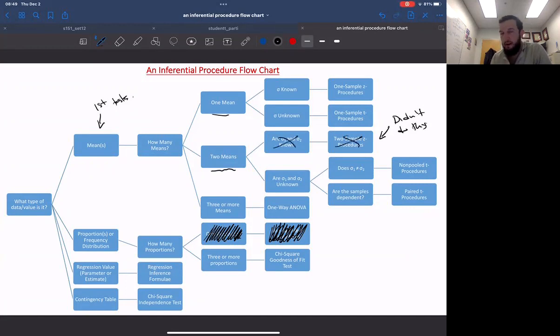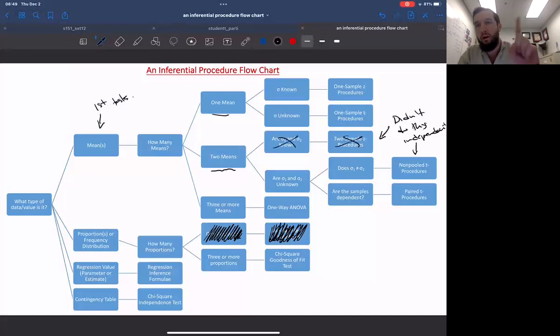So that means that in terms of inference, in terms of hypothesis testing and confidence intervals, we're always going to be in situations where sigma 1 and sigma 2 are unknown. Given that sigma 1 and sigma 2 are unknown, we know that we're going to be using a t-test, but then the question becomes, are the samples independent or dependent? If the samples are independent, we're going to use the non-pooled procedure. And if the samples are dependent, we're going to use the paired procedures.